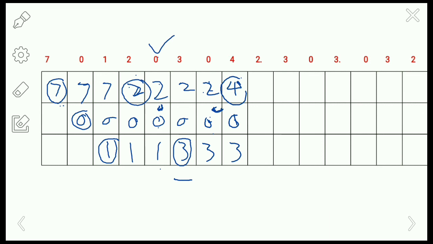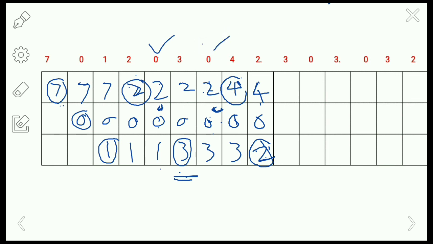Okay, so next one is page 2. Here 4 is recently used, 0 is recently used, and 3 is not recently used, right? So we are going to replace 3 with 2. So 4, 2 and 0, right? So there is a page fault here, so we are going to circle this one.